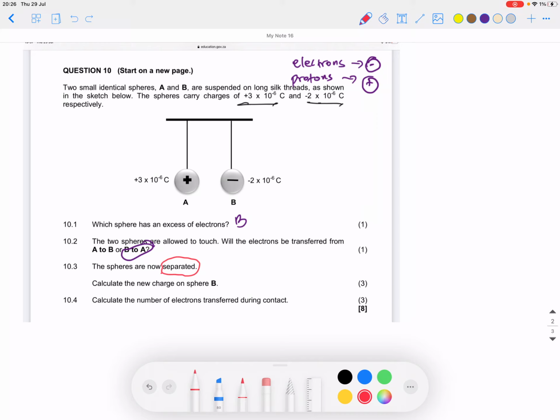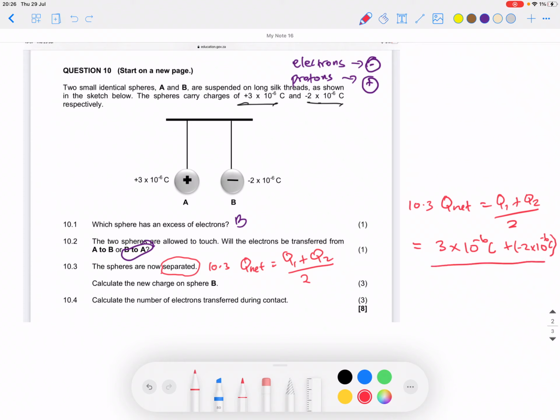So you're simply going to say Q net equals Q1 plus Q2 over 2. You choose between the two which one is Q1 and which one is Q2. Okay, let me write it this side. 10.3: Q net equals Q1 plus Q2 over 2. So we can say that Q1 is for A, which is 3 multiplied by 10 to the power negative 6 coulombs, plus Q2, which is negative 2 multiplied by 10 to the power negative 6 coulombs, divided by 2.